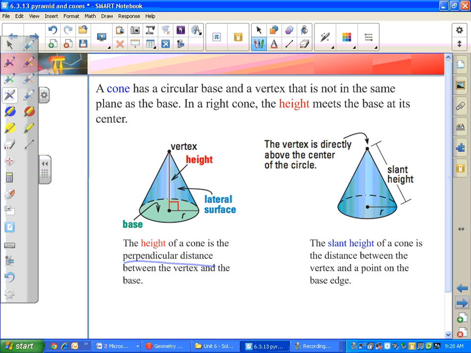We also have a slant height in a cone as well. Okay, so the slant height is this length along the edge of the cone. So the slant height of a cone is the distance between the vertex and a point on the base edge. So if I look at the base edge and a point right there and the vertex here, and I connected them with a line, that is the slant height. And the slant height is also going to form a right triangle just like it did with a pyramid.